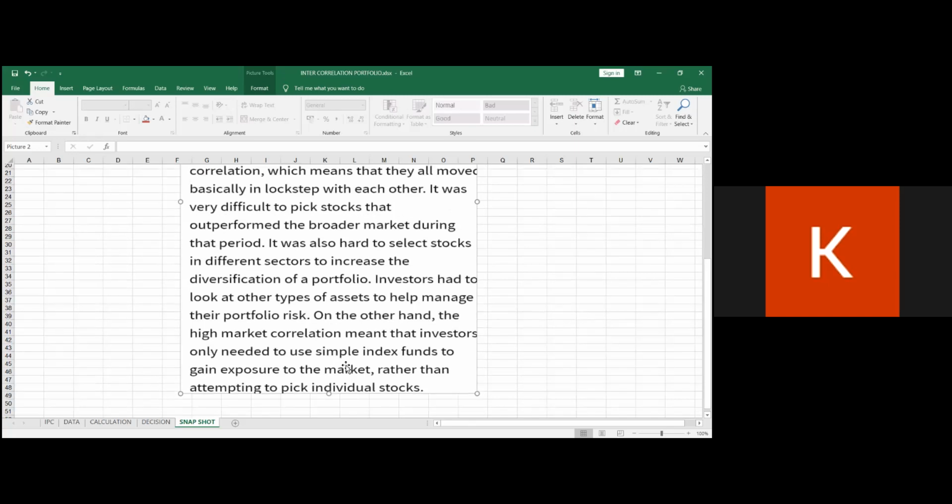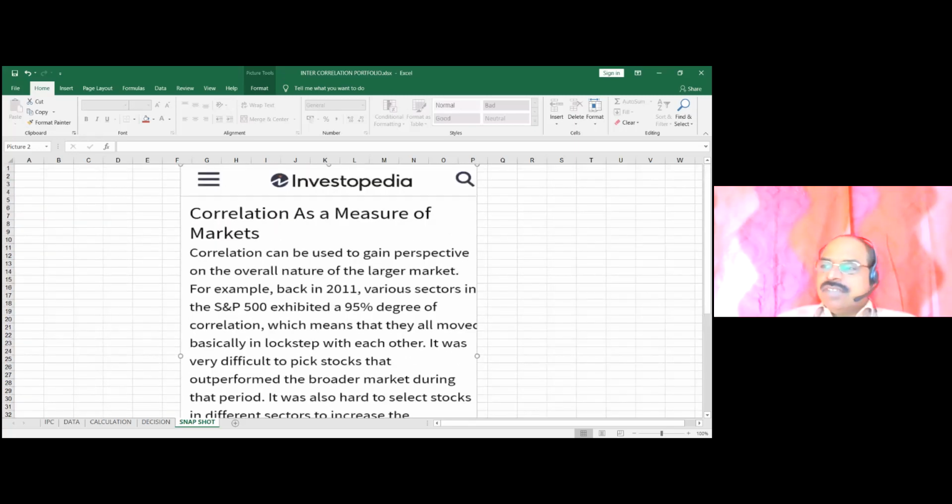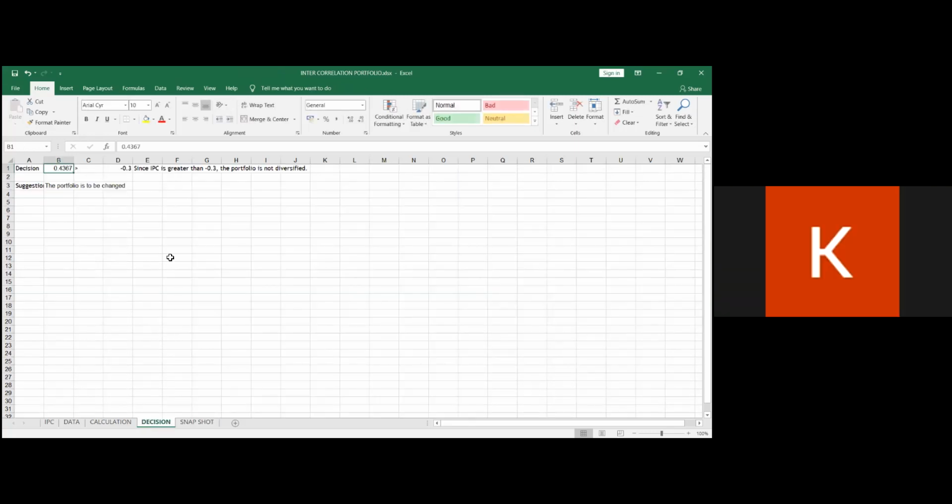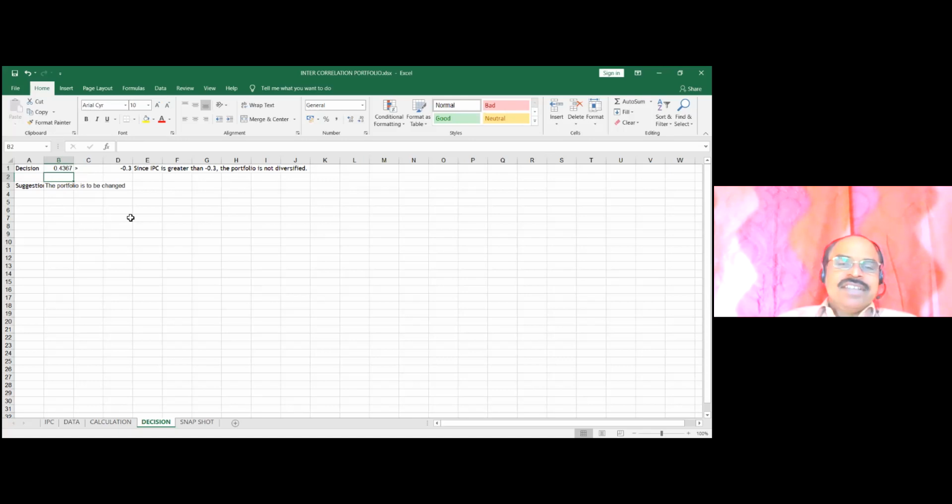Thank you, sir. Okay, good. What is your final decision? You have mentioned that we have to change the portfolio. Yes, sir. Why do we have to change the portfolio? Because 0.4367 is greater than minus 0.3, sir, so it is not diversified. So we want to change the portfolio. Okay, you are correct then. Why are you having more fear, Karthik? Your answer is correct. Wait for the end.